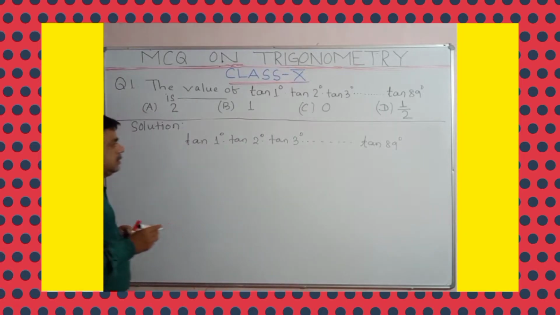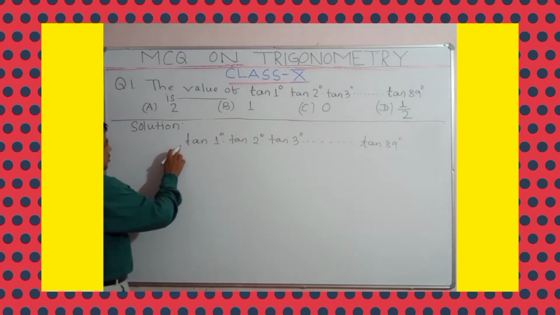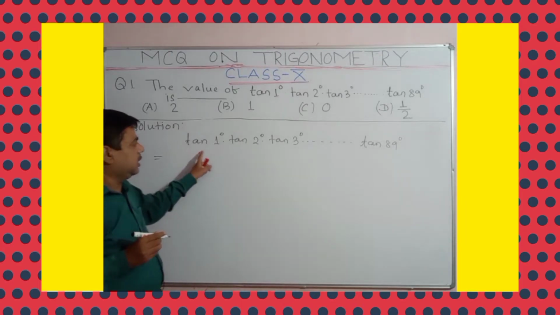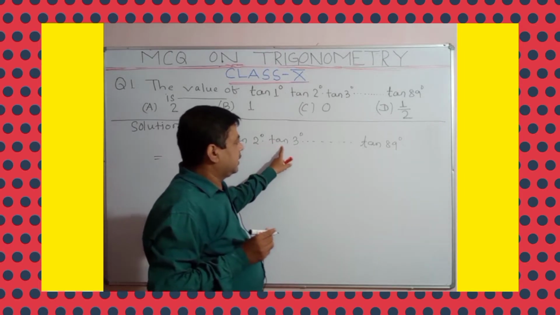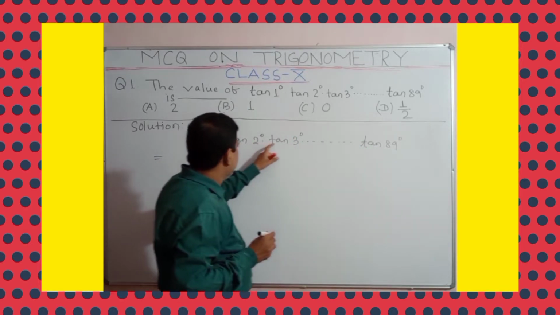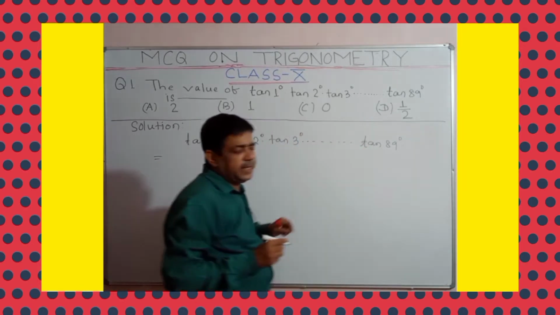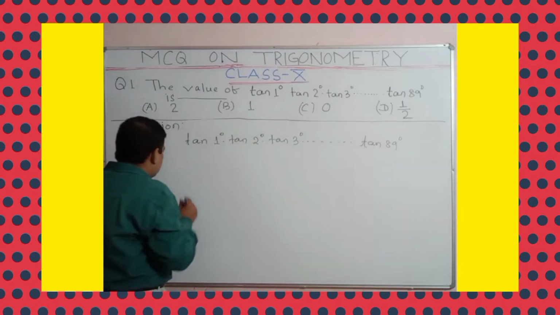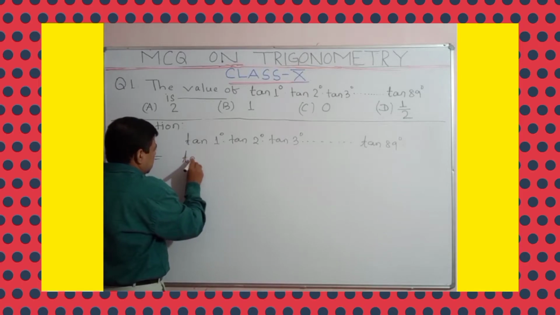Is it clear? Okay. So let us rewrite this: tan 1 degree into tan 2 degree into tan 3 degree up to tan 89 degree. How many times? 1, 2, 3 up to 89 times tan has been multiplied. Yes or no?